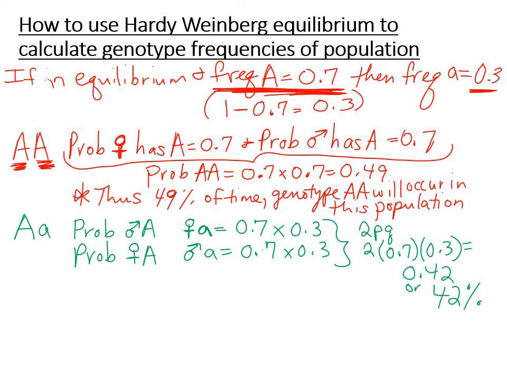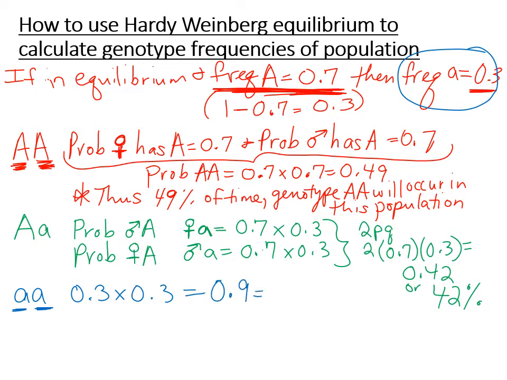Then the last thing to do is to get the frequency of the homozygous recessive. And that one would simply be, what's our frequency of lowercase a? 0.3 times 0.3. Again, you can think of it as q squared. 0.3 squared is the same thing as saying 0.3 times 0.3. And that gives you 0.09 or 9%. Okay, probability of getting the homozygous recessive in this population.